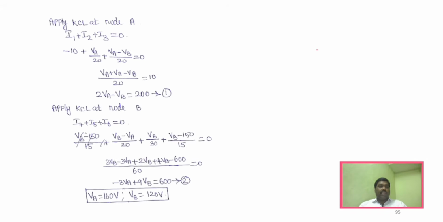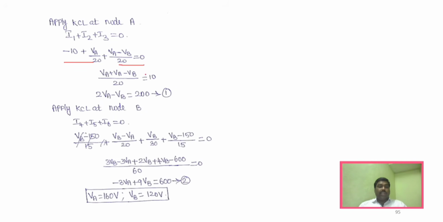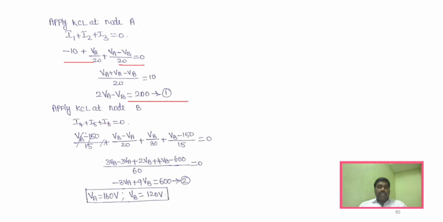You can see here the same expressions: minus 10, VA by 20 and VA minus VB divided by 20, and you will obtain equation 1. And similarly for node B, it is VB minus VA divided by 20 and VB by 30, and similarly VB minus 150 divided by 15. You will obtain equation 2. And they have asked you to find only the node voltages. So by solving equation 1 and equation 2, you can find VA and VB.